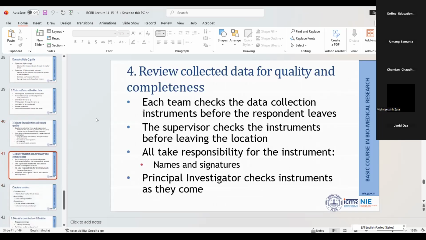The fourth step is to review the collected data for quality and completeness. So each team's supervisor checks the data collection instrument before the respondent leaves. The supervisor checks the instrument before leaving the location and takes responsibility for the instrument by giving name and signature after the data is collected from the respondent. Then the principal investigator checks the instruments as they come to them, in the last step.